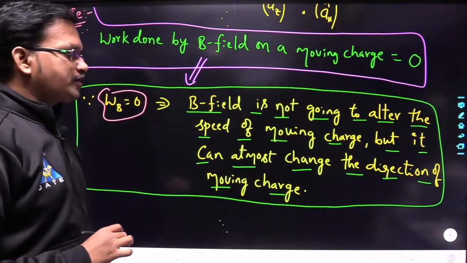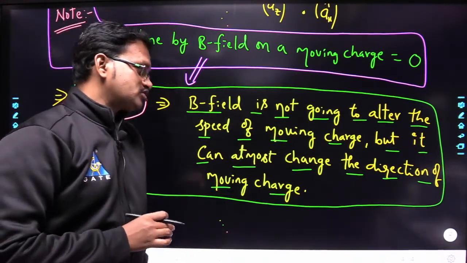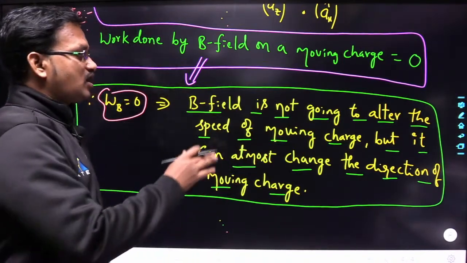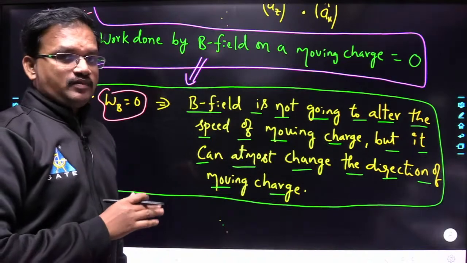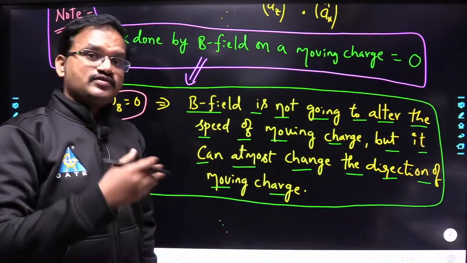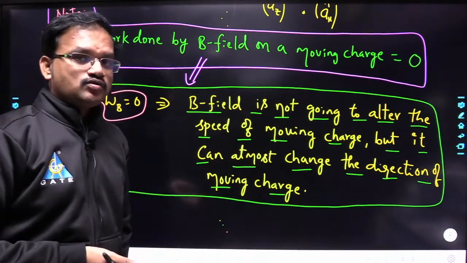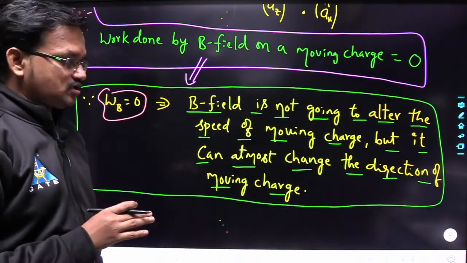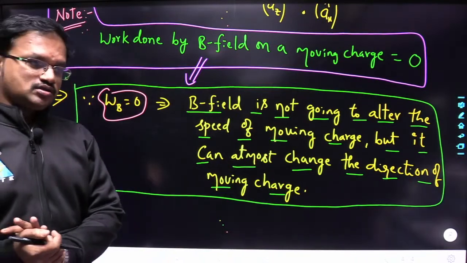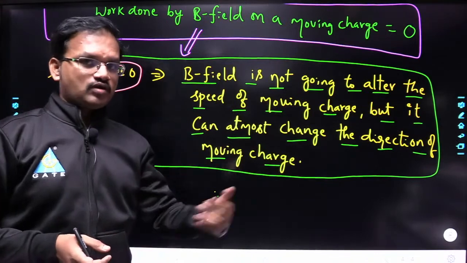B field is not going to alter the speed of the moving charge, but it can at most change the direction of the moving charge. Why is it not able to alter the speed of the moving charge here? Because the work done by the B field on the moving charge is equal to 0. If the work done is equal to 0, it is not going to alter the speed. So what can it do here? It can at most change the direction of the moving charge. We will see how it is going to change the direction of the moving charge, that we are going to see now.